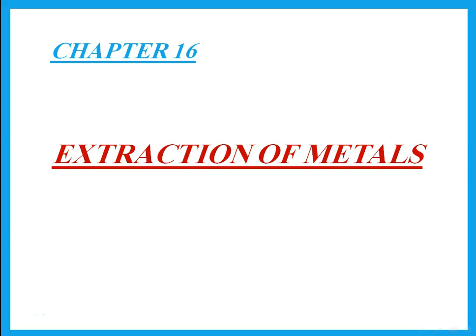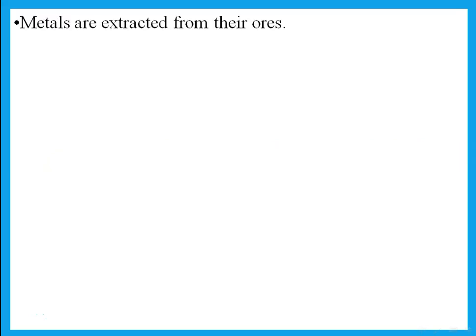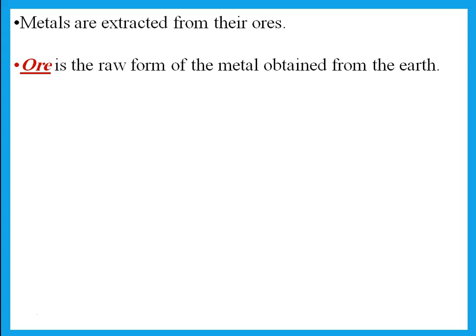So in this chapter we're talking about extraction of metals, and when we extract metals, metals are extracted from what we call their ores. Their ores are the raw form of the metal obtained from the earth. So each metal we're going to talk about has a specific ore which we get out of the earth in a raw form, and then we do something to it in order to get the pure metal.